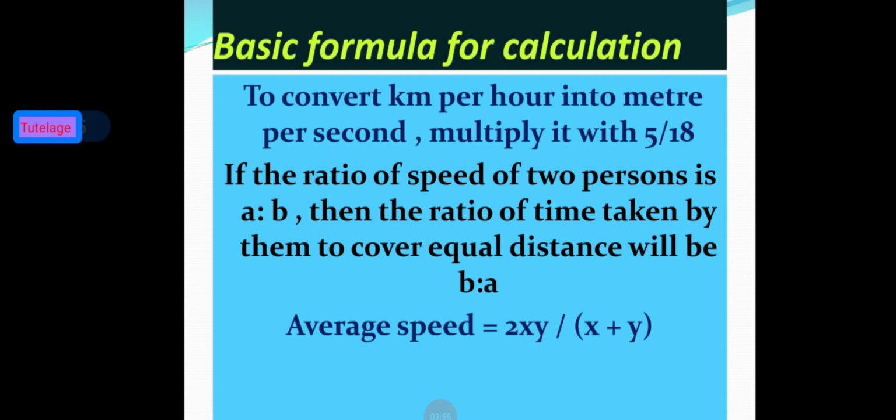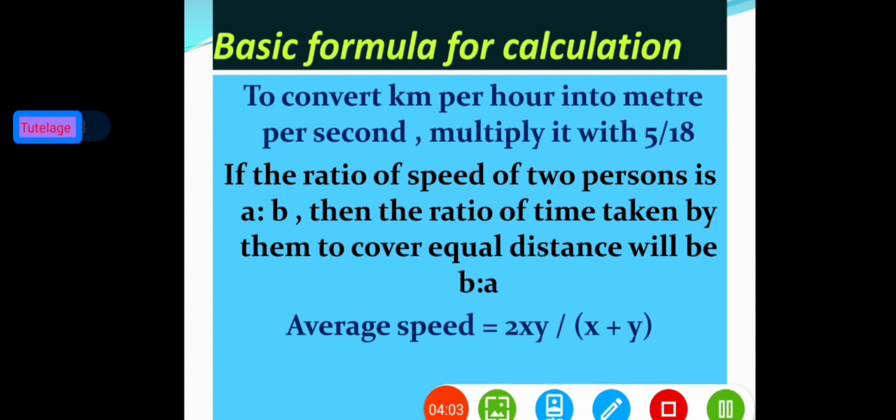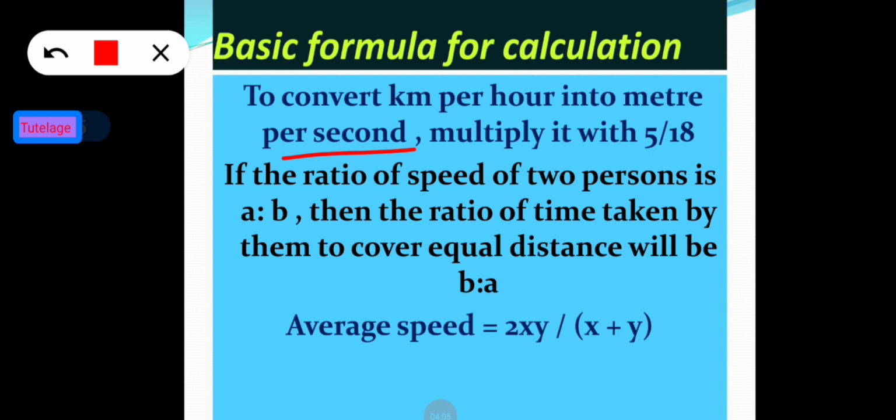Okay, so just keep it in mind, learner, when you are converting kilometer per hour into meter per second, just multiply it by 5 by 18. So when you are converting kilometer per hour into meter per second, the given digit is multiplied by 5 by 18. So 5 by 18 is one of the most important things for converting kilometer per hour into meter per second.